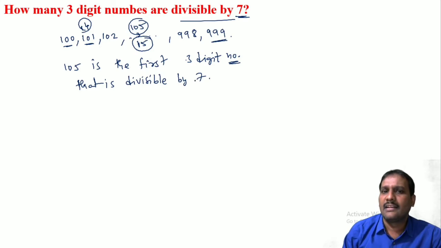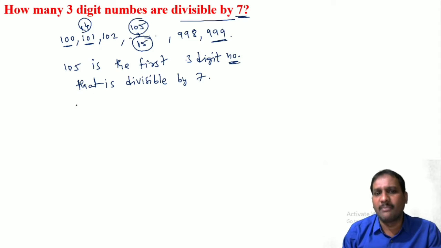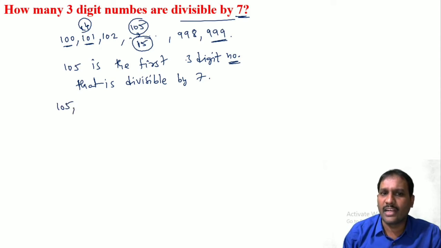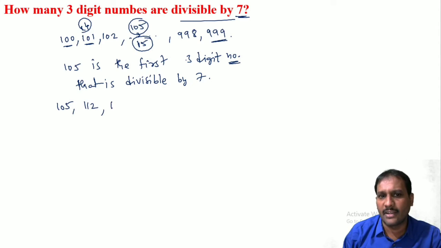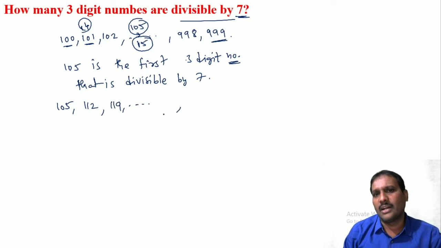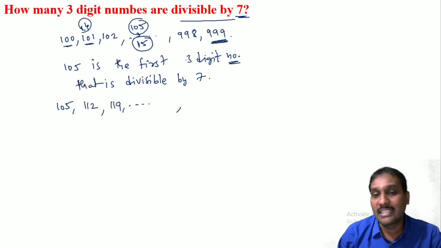Okay, so to get the next number, simply we have to add 7. 105 plus 7 is 112. And what will be the next number? 112 plus 7 is 119, and so on. And what about this? What is the last 3-digit number that is divisible by 7?